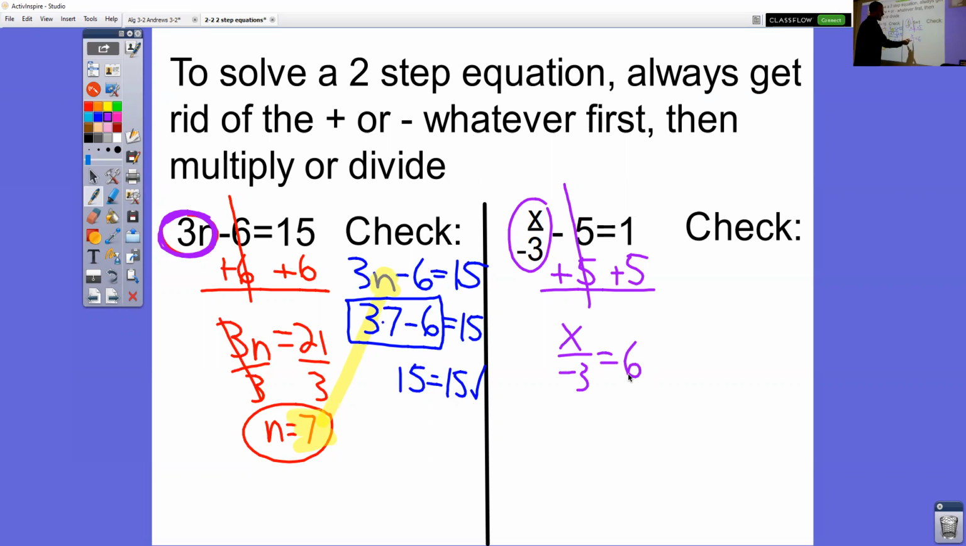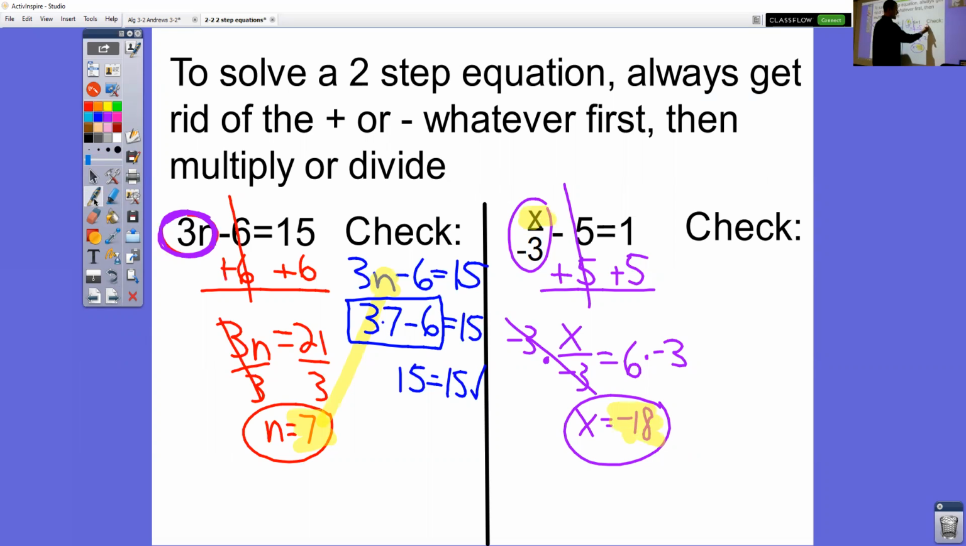This says x divided by negative 3. The opposite of divided by negative 3 is to multiply by negative 3 and multiply by negative 3. 6 times negative 3 gives you negative 18. We can check these as well. If we take and sub in our negative 18 for our x into our equation.